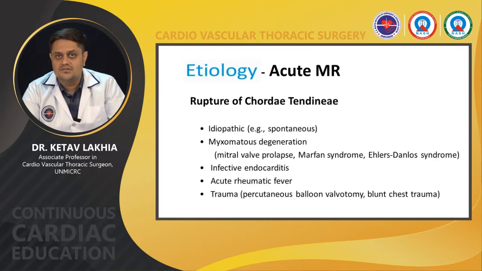One of the causes of acute MR can be rupture of the chordae tendineae. Now this rupture can be because of various causes. It may be idiopathic, that is a spontaneous rupture due to myxomatous degeneration that may be seen in mitral valve prolapse, Marfan syndrome, or Ehlers-Danlos syndrome. It may be because of infective endocarditis, acute rheumatic fever, or because of trauma, BMV or blunt chest trauma.